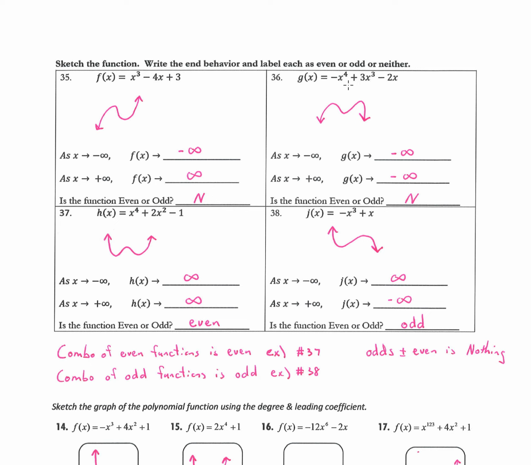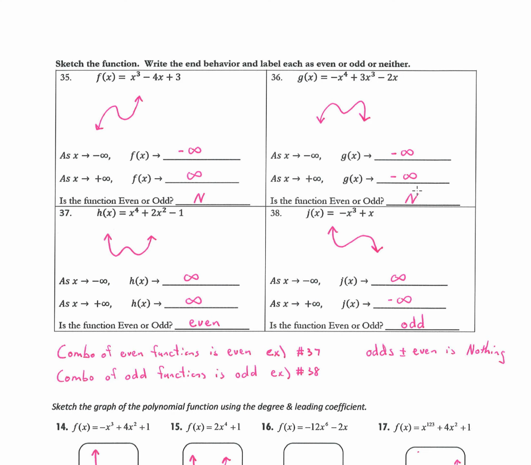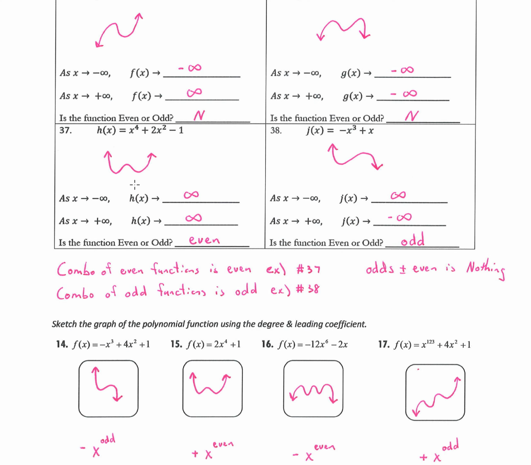Same thing on this one. This is even, but then that's odd, and if you're adding evens and odds together, you're going to lose all symmetry. So this one, again, has no symmetry, so it is not either even or odd. However, we do know, because it's a negative x to the 4th, that it does have that general M shape, and both end behaviors are negative infinity because it's going down.